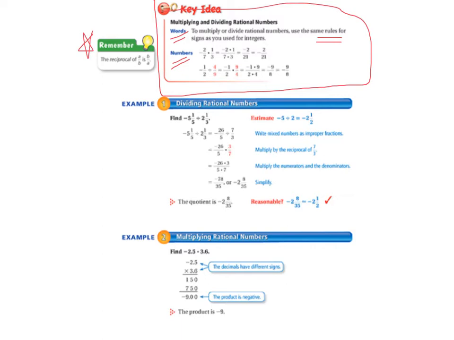So we just stack our decimals, and the decimals have different signs. So remember that since they have different signs, our product is going to be negative. And we just multiply as if the decimal is not there. And when we get down there, we get 900, and then we count in 2 decimal places because we have 1 in the top and 1 in the bottom. And so we count 2 from the right, 1, 2, and that gives us 9. And it's a negative because we have 2 different signs in the problem. So our product is -9.